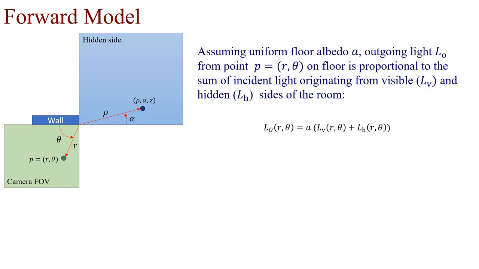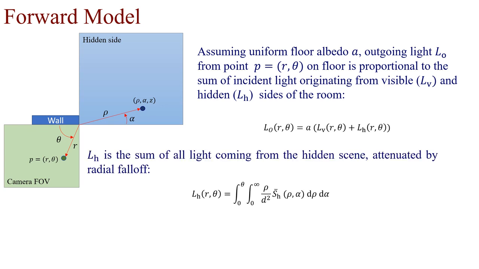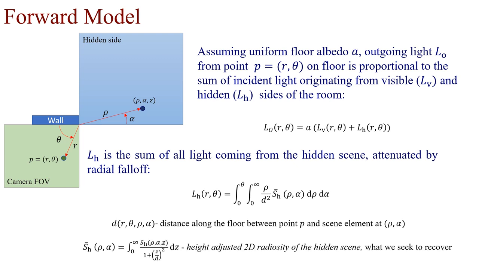Under this parameterization of the hidden scene, and assuming uniform floor albedo, the light outgoing at point P on the floor is the sum of incident light from the visible and hidden sides multiplied by the floor albedo. LH is the sum of all light originating from the hidden scene attenuated by radial falloff. Here we sum across range and incident angle. D is defined to be the distance along the floor between the point on the floor and the scene element. And SH bar is the height adjusted 2D radiosity of the hidden scene. This 2D plan view of the hidden scene is what we seek to recover with our algorithm.